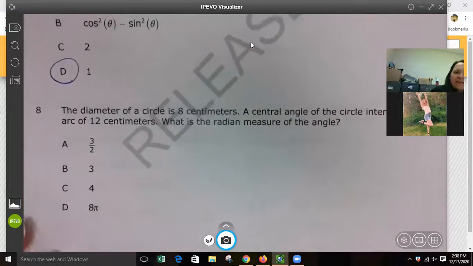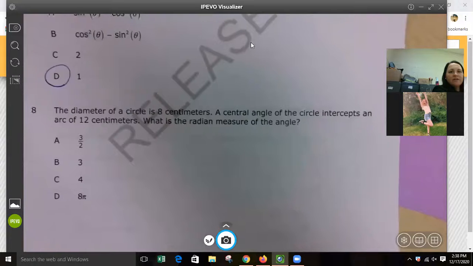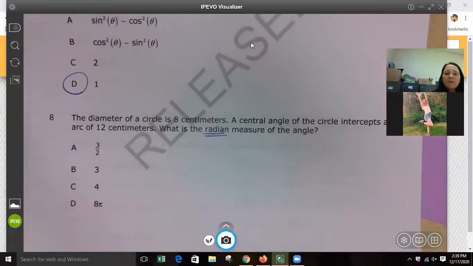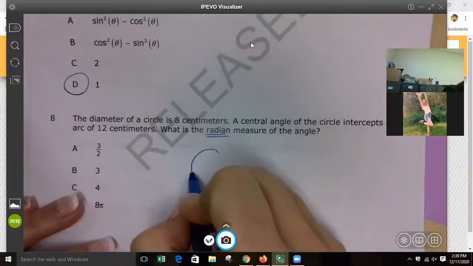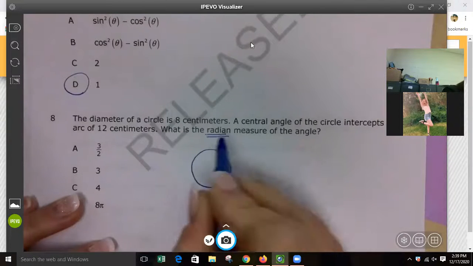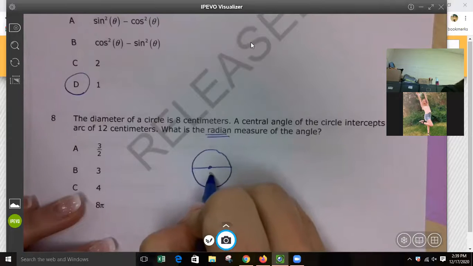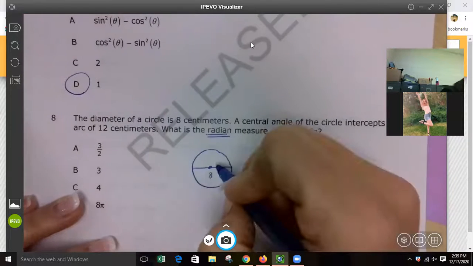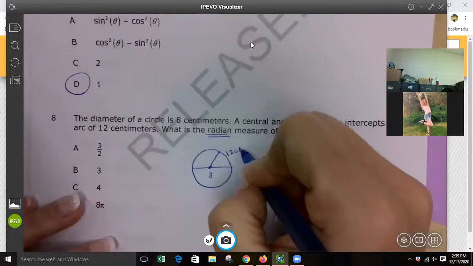Diameter of a circle is 8 centimeters. The central angle of the circle intercepts an arc of 12 centimeters. What is the radian measure? So remember, we were talking about radians and degrees the other day with our unit circle. So we have a circle. It says the diameter of that circle is 8. A central angle of the circle, that means it comes from the center, intercepts the arc of 12 centimeters.